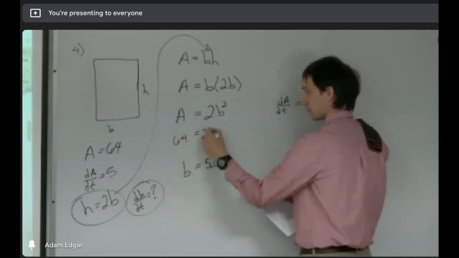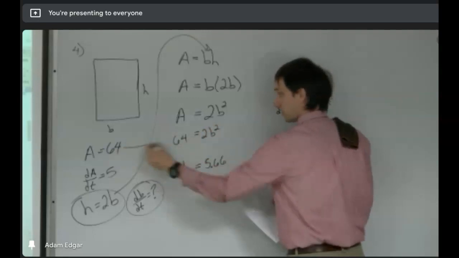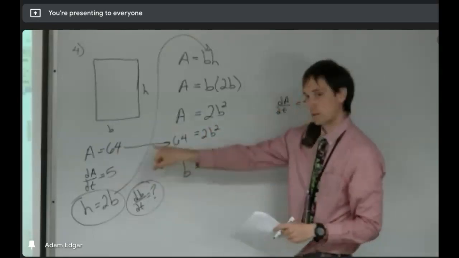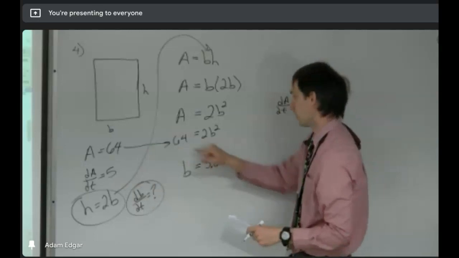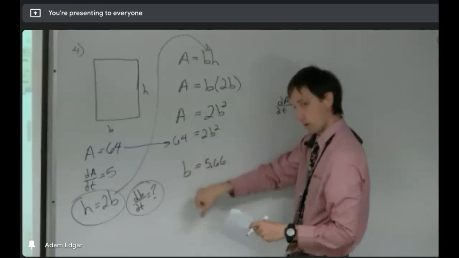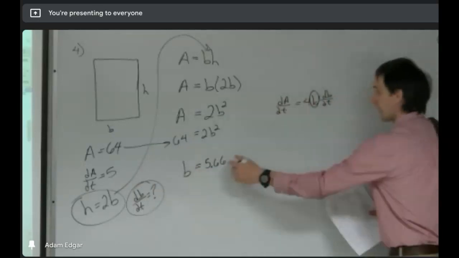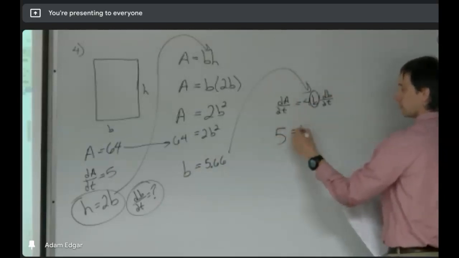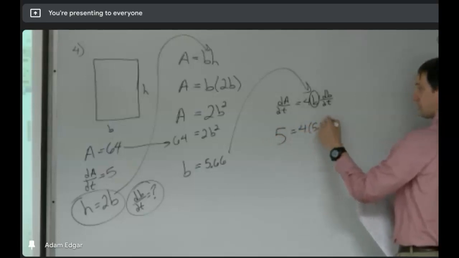You did this, right? So you have A. Oh, okay. Did you put 5 here for A instead of 64? Okay. And then you divide by 2, and then you square root. Okay. And then once you got that, over here, you have 5 equals 4 times 5.66 times dB dt.